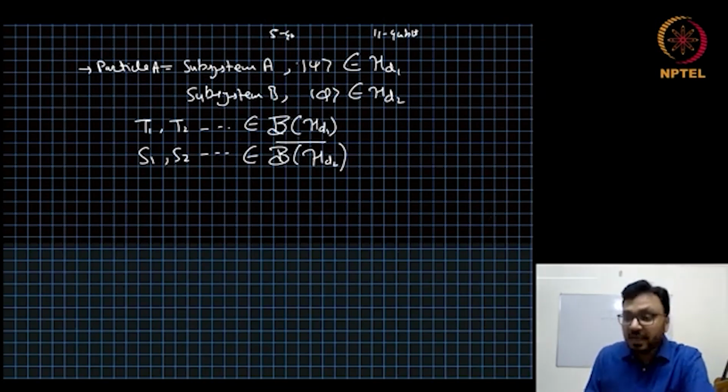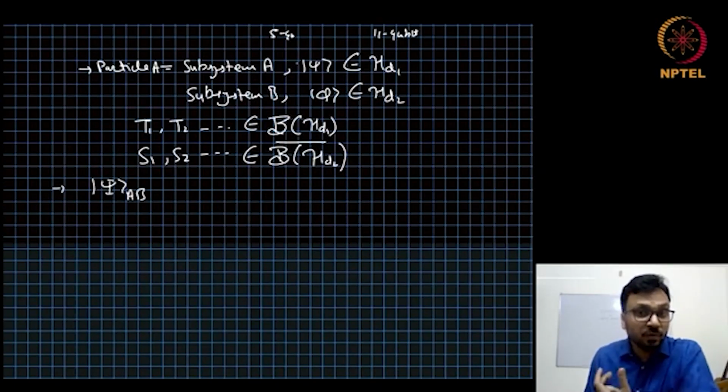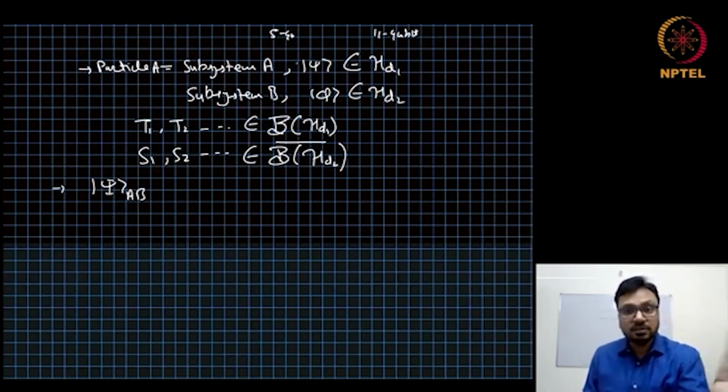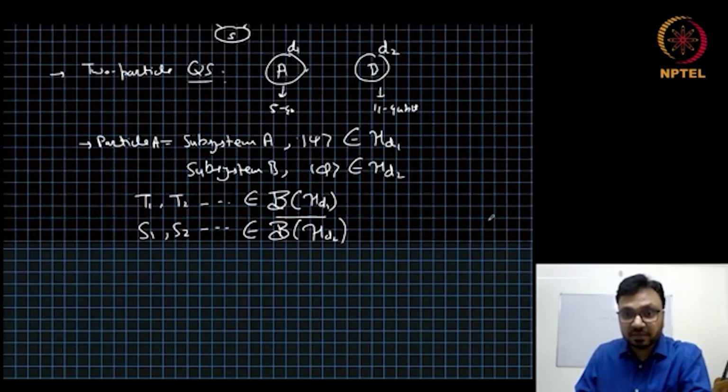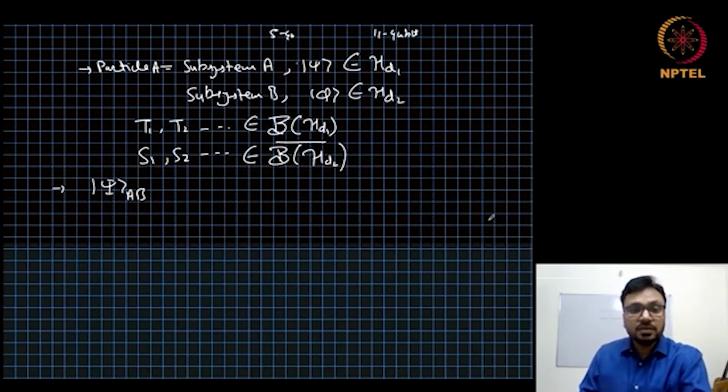Now our aim is to write the joint state of A and B, because we want to represent these two subsystems together to make a bigger quantum system, which is the bipartite quantum system. So there are two parties, so we generally use the name bipartite quantum system. So we want to write the joint state of the two.